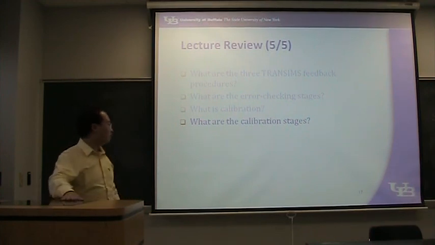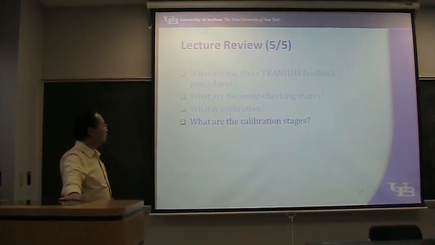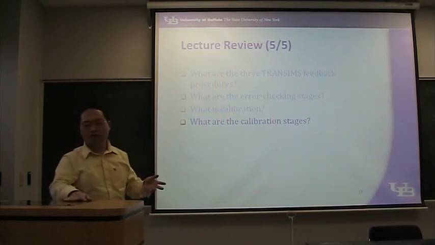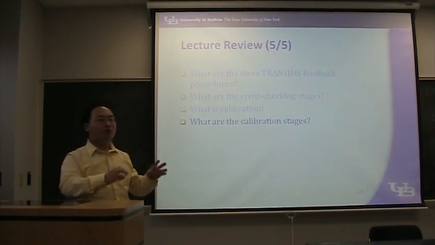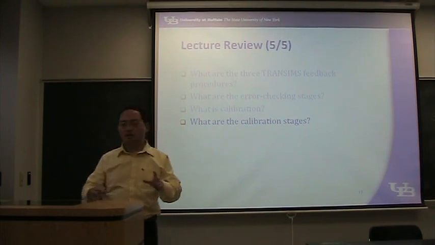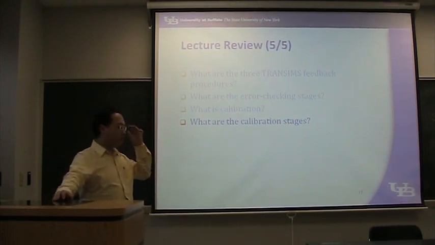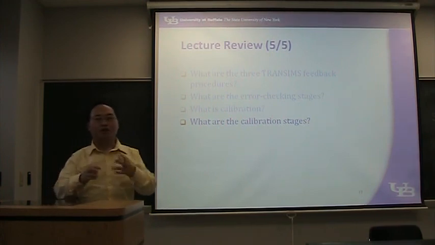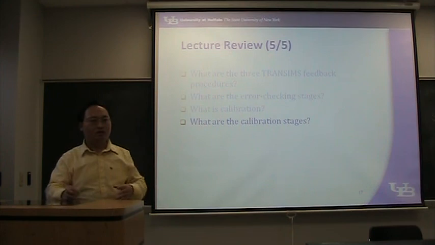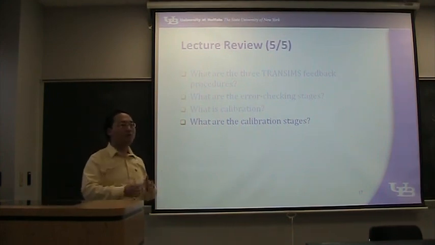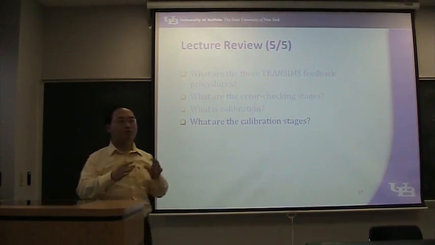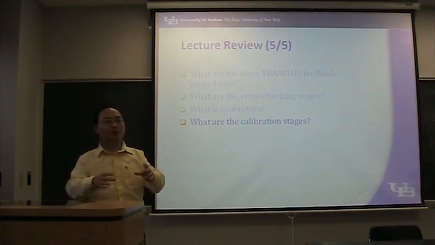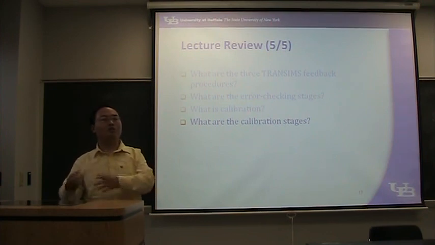And what are the calibration stages? The first stage is called capacity calibration, in which you want to make sure the network has enough capacity. Then we have route choice calibration. We want to make sure all the routes are correctly found. Then in the last step, we have system performance calibration, in which we want to match the volume, the turning movement, or the speed of the data and the simulation result.